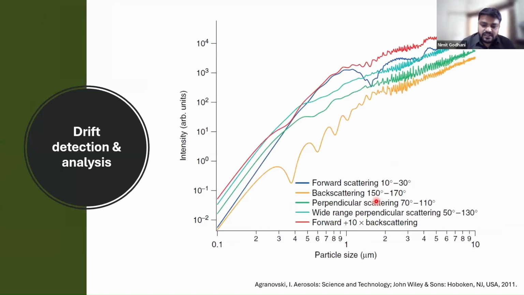This is one interesting figure that I found. At each angle of scattering you can see the arbitrary intensity. It's changing over particle size also. After a period of time the intensity has decreased, so the particle size is also measured wrongly.